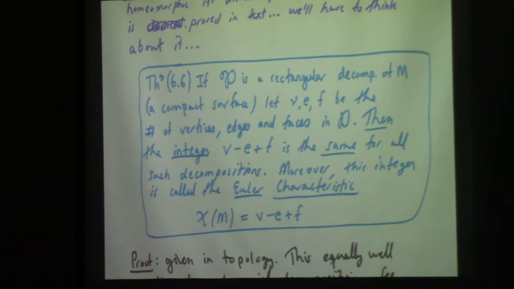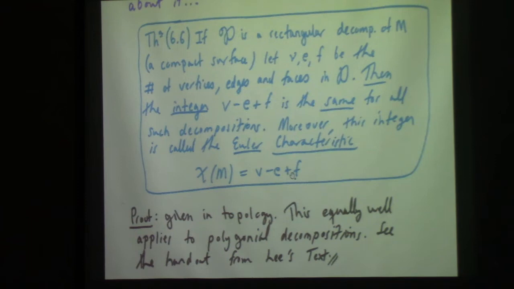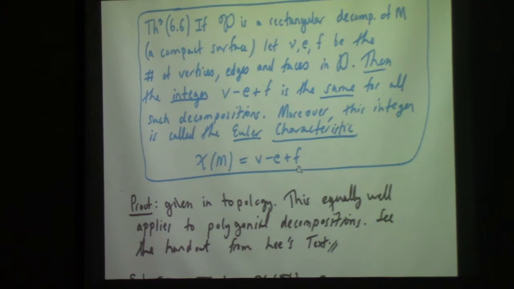And you know, Euler's been dead for a while, so this is a somewhat old idea. But the point here is that this integer V minus E plus F is the same for all such decompositions. Moreover, this integer is called the Euler characteristic, or chi. Chi of M is V minus E plus F. Proof is given in topology, but in fact, it equally holds for all polygonal decompositions. If I can find the handout from Lee's text, I'll post it in course content for you guys.